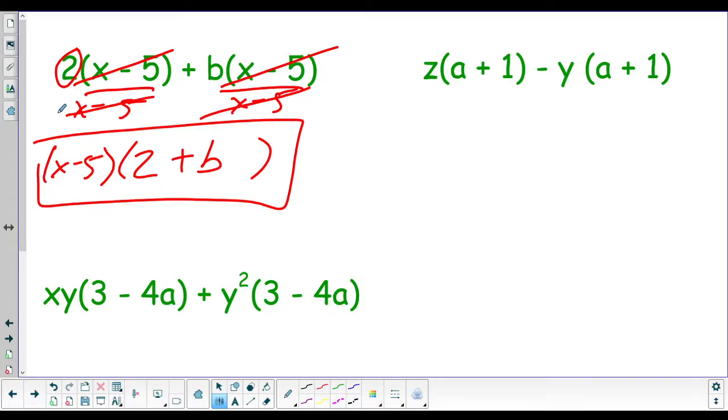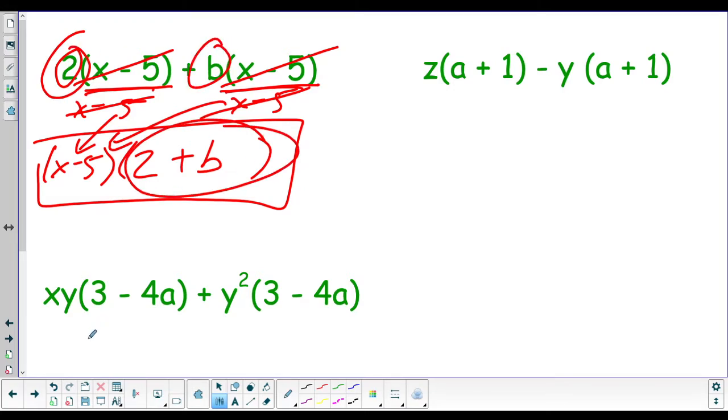If that was too fast, rewind it. Hit the left arrow on your keyboard like 4 or 5 times. Go back and re-watch this example. You ask what they have in common. You divide by that. Put the thing in common in front. Write what's left over in its own parentheses.